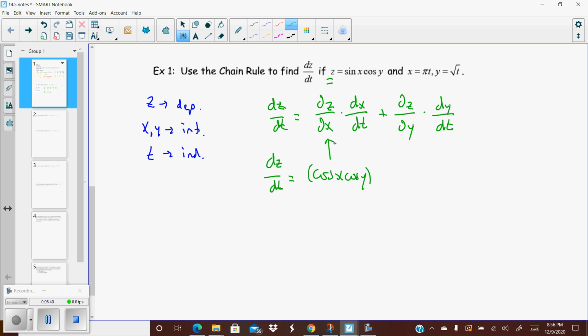That's the partial of z with respect to x. The partial of x with respect to t, well, here's x. The partial of that with respect to t is just going to be pi. Okay, that one worked out nicely.